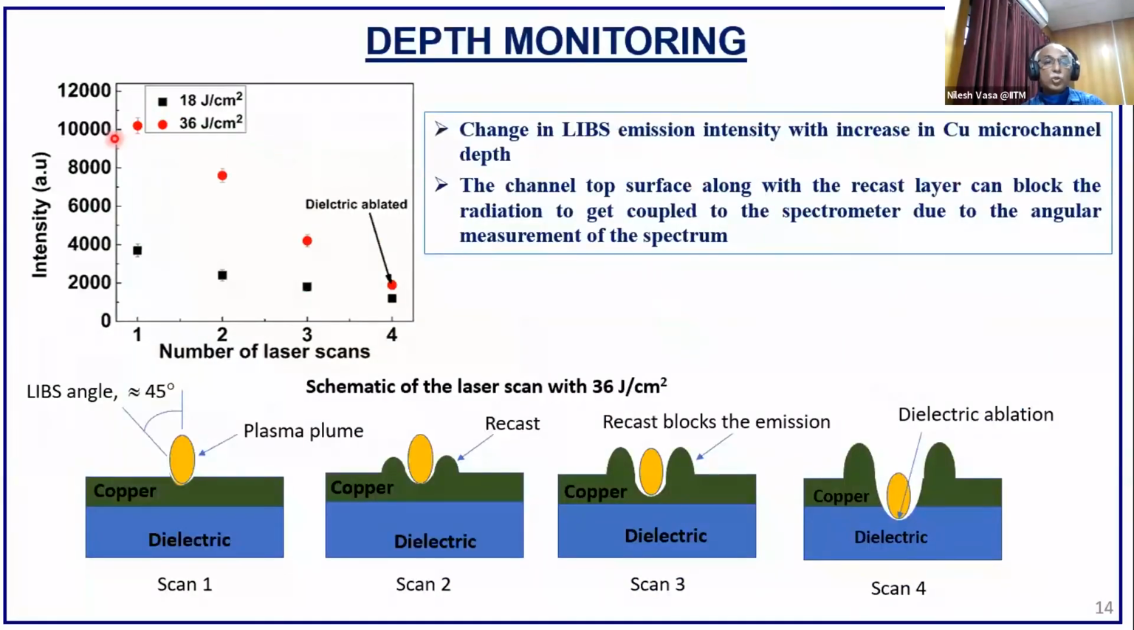And in the second part, to a certain extent we could calibrate, and we could see that with increasing number of scans how the laser intensity is decreasing, and correspondingly how we are capturing the depth we are traversing through. We have to calibrate with the corresponding depth achieved using optical profilometry, and then correspondingly the LIBS optical emission intensity.